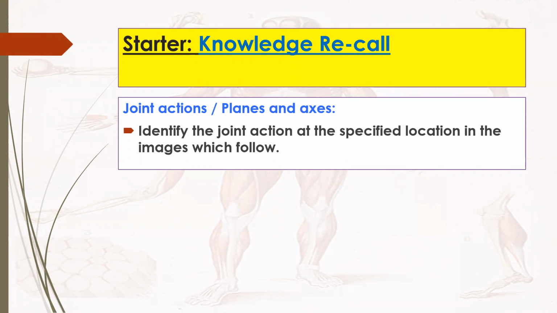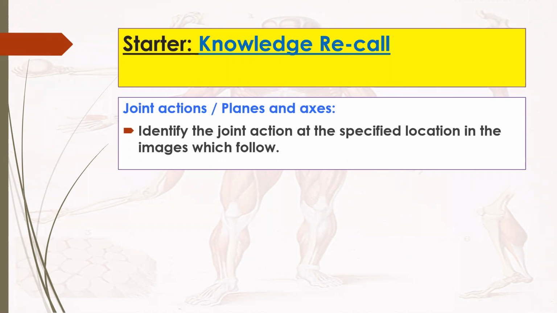This is the second of our lessons on the musculoskeletal system. And the first task I've got for you today is just following up on what we were doing in the last lesson. So for the following slides, can you identify the joint action at the specified location in the images which follow? And then there's a final task as part of this starter to do with planes and axes.